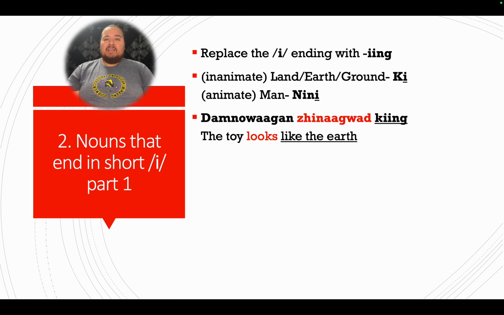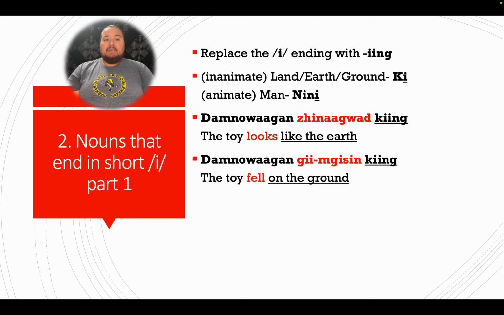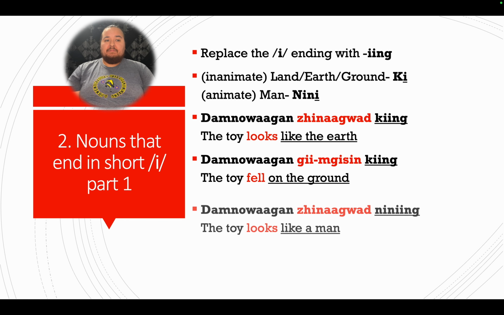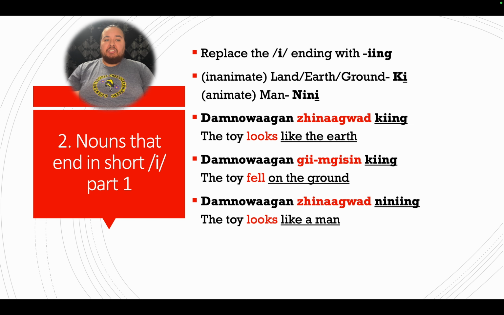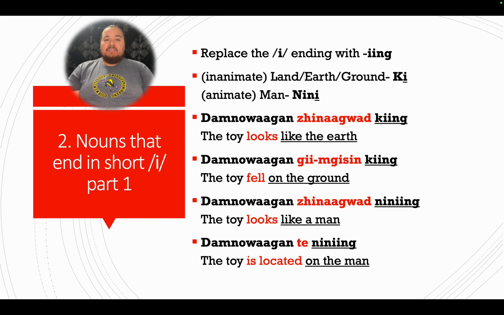Damnawagan janagwat king, the toy looks like the earth. Damnawagan gimgasing king, the toy fell on the ground. Damnawagan janagwat nining, the toy looks like a man. Damnawagan ten nining, the toy is located on the man.